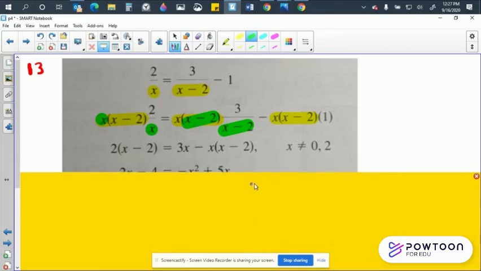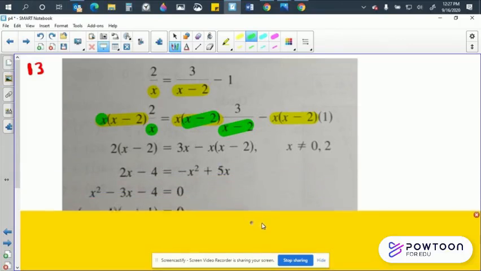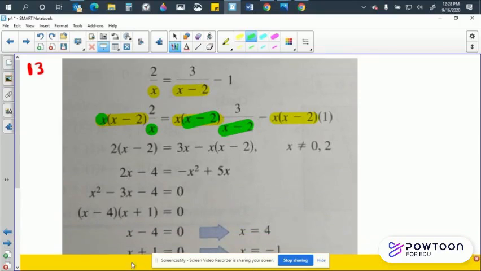And after you have that part done, go ahead and do your distributive property. Move everything to one side, factor, and put your solutions in after you're factored.